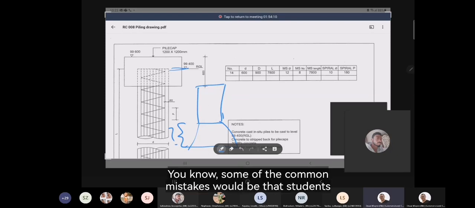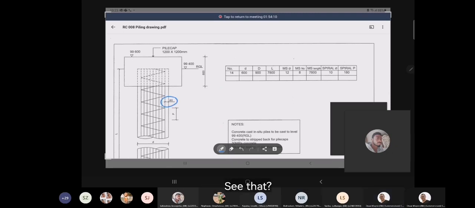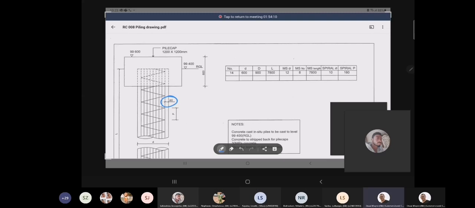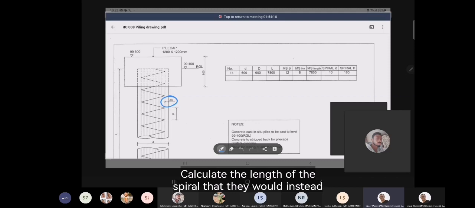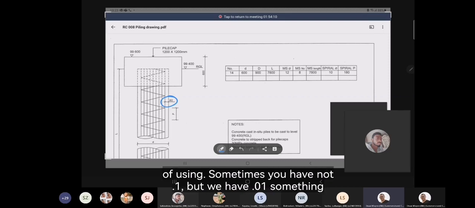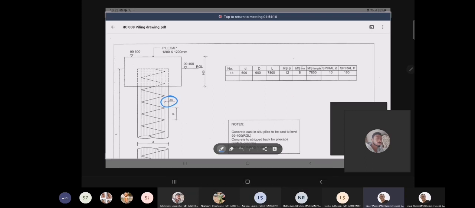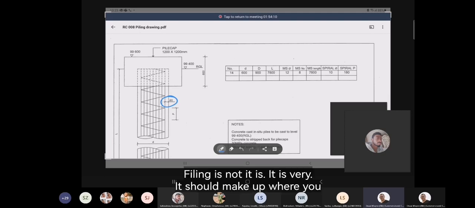Some of the common mistakes would be that students don't deduct the space between your reinforcement and your excavated face. When they calculate the length of the spiral, sometimes you have 0.1, but you have 0.01 something, and they would use that as 0.1 and not 0.01. But generally, piling is where you should not make mistakes.